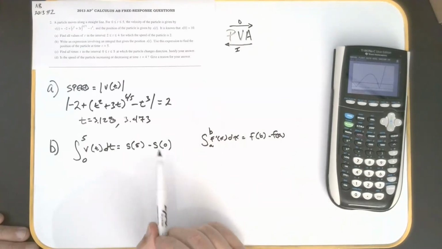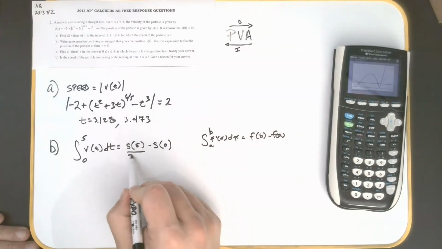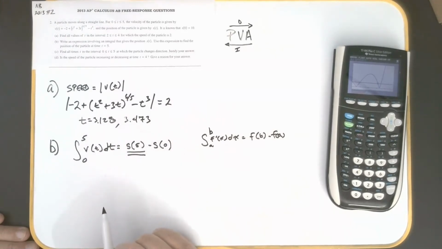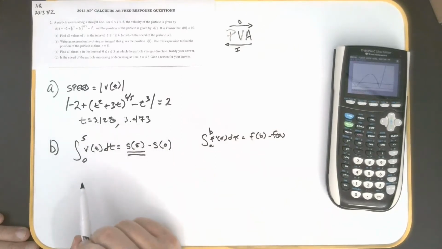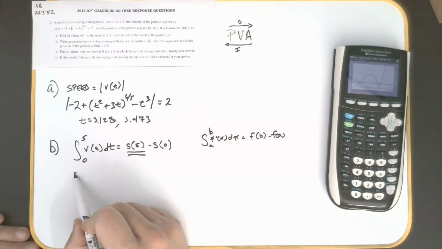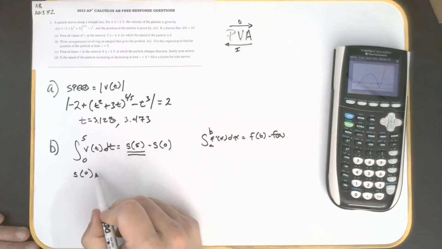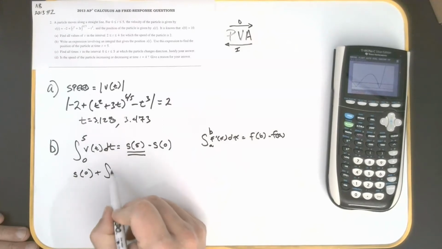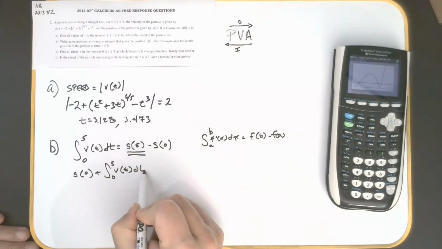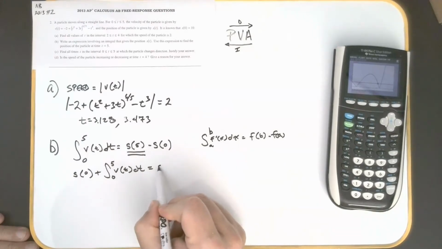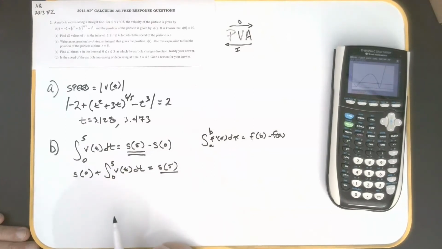But the question says find the position at 5. So what it wants is just that value. That means we take this value and add it to the other side. So you would say s of 0, another name for which is the initial position, plus the integral from 0 to 5 of v of t dt is equal to the position at 5. And this is what we're asking for.